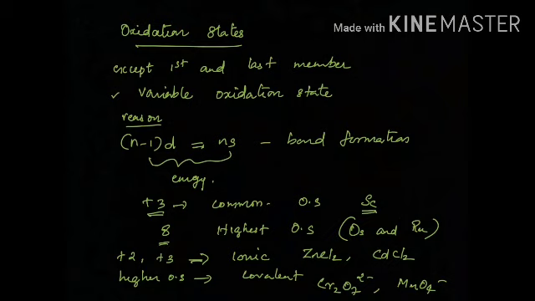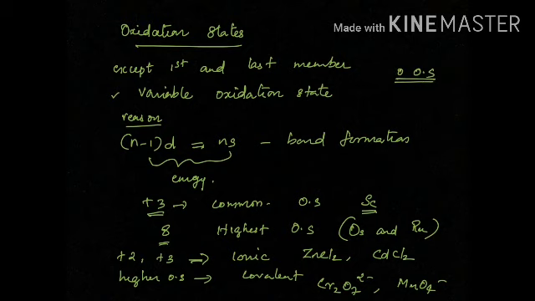Transition elements can even exhibit zero oxidation state. Zero oxidation states are exhibited by certain coordination compounds. For example, nickel in Ni(CO)4, a carbonyl compound. Nickel, a transition element, can exhibit an oxidation state of 0. Then Fe(CO)5. Here also iron is exhibiting an oxidation state of 0.